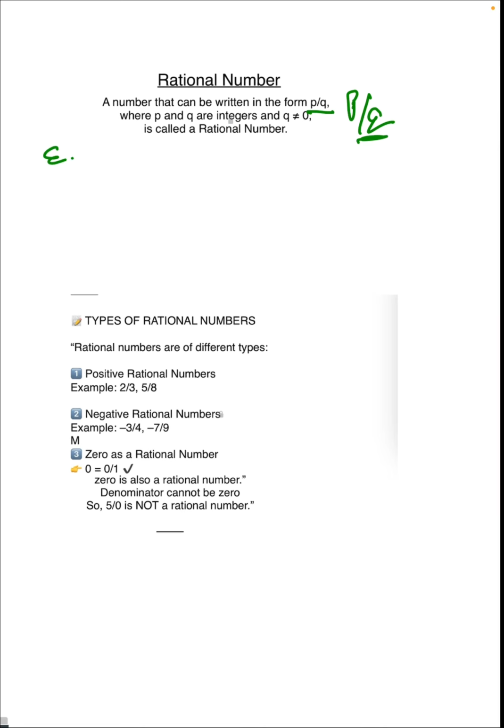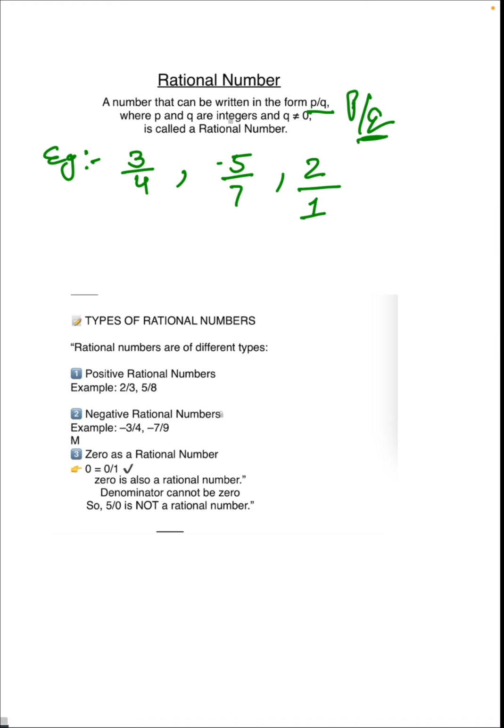For example, 3 over 4 is a rational number, minus 5 over 7 is also a rational number, and 2 without a denominator is also a rational number, because if any integer doesn't have a denominator, we assume 1 as the denominator, and it is also a rational number.